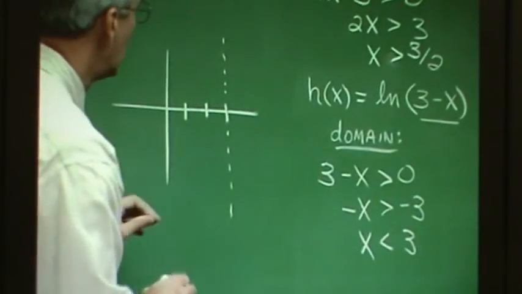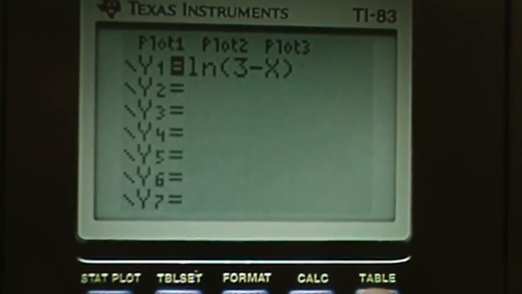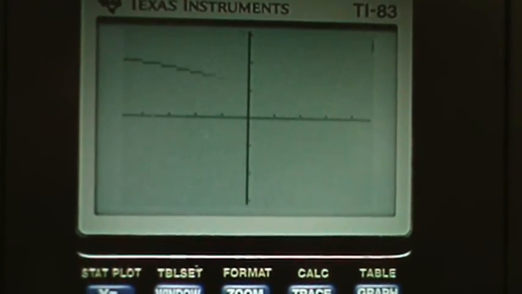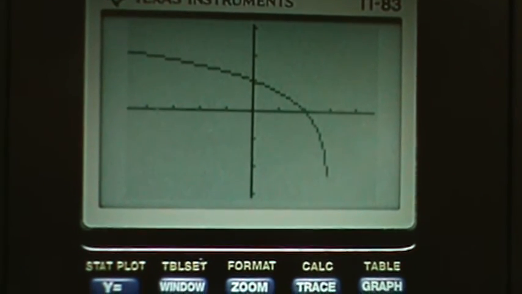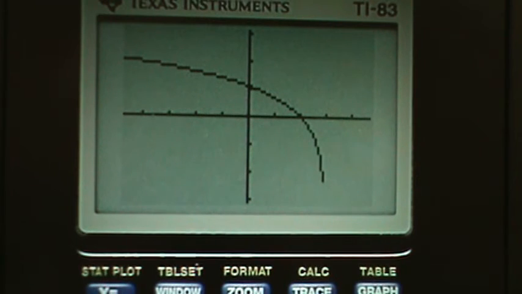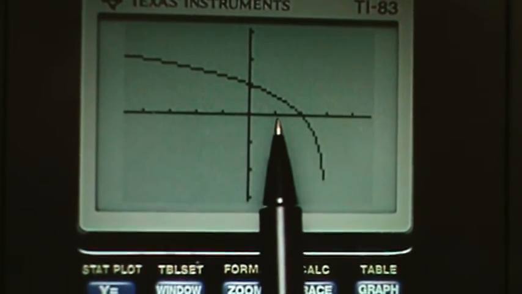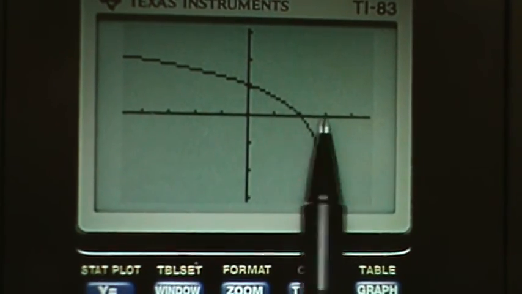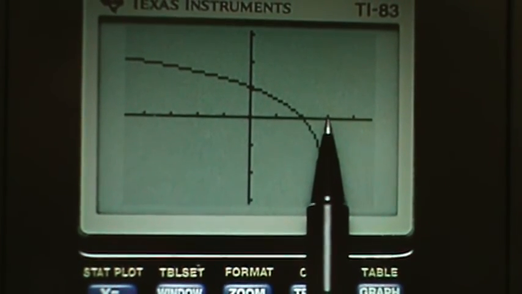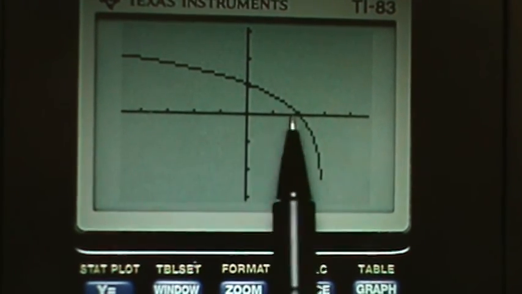Tell you what, let's look at it on the graphing calculator. Here's our function, and the graph has the expected kind of behavior. Now, to verify the calculated domain of x being less than 3, we can sort of see it from looking at the calculator display here. Here's a tick mark at 1, and then 2, and here's 3. And it appears that the graph makes its appearance on the coordinate plane for x values less than 3.